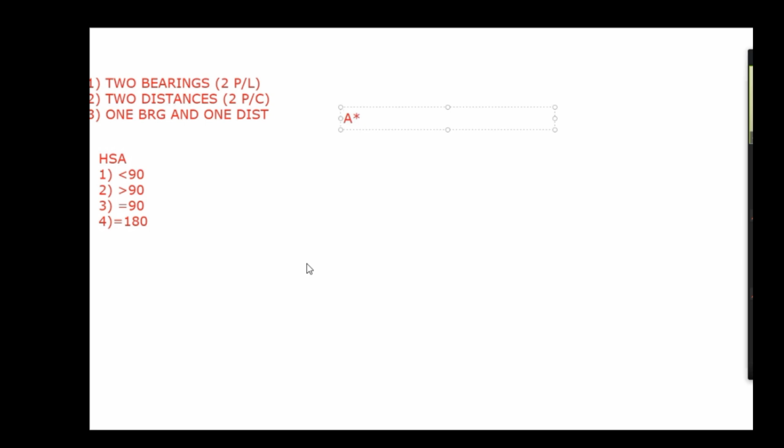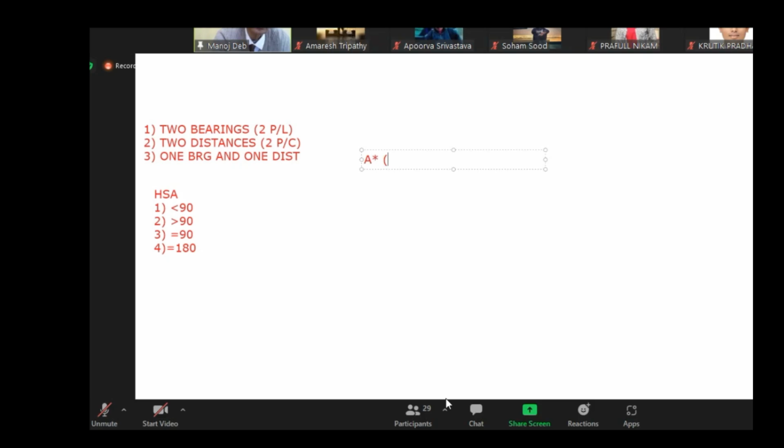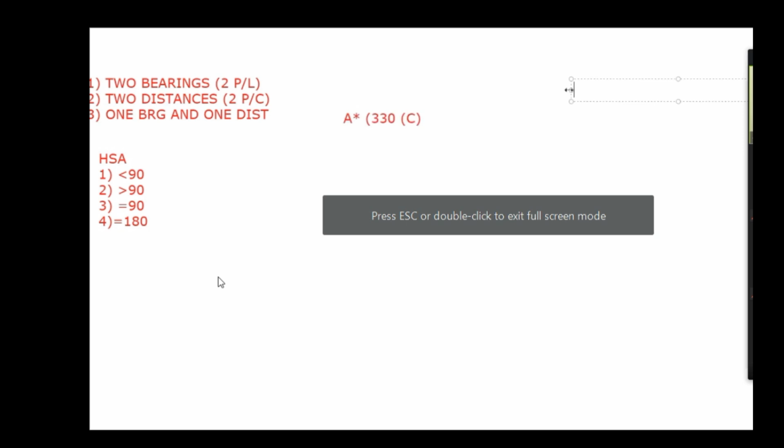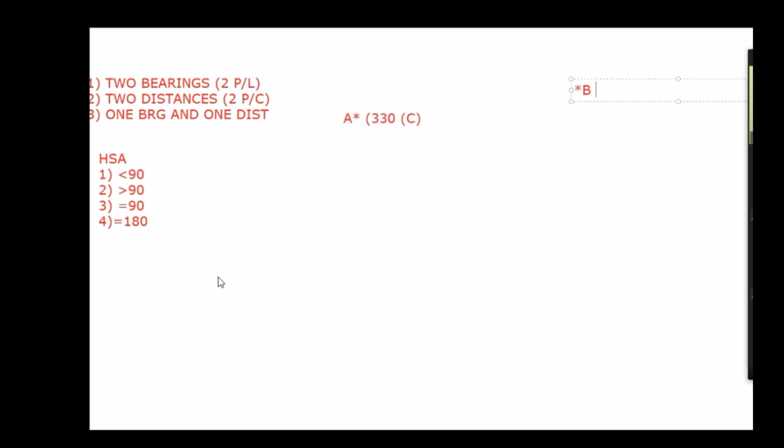Suppose one object, A, is a lighthouse, or any land point, or any beacon, anything. Suppose the bearing you got is 330, and it is in true, not compass. Then you can directly draw the bearings. Remember, on the chart we can draw only true bearings. Compass bearings we cannot draw.